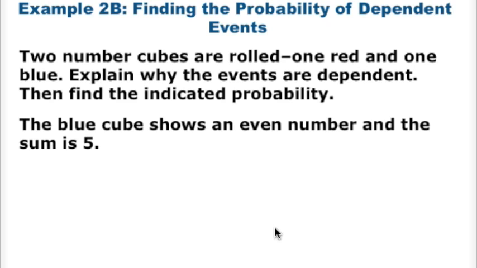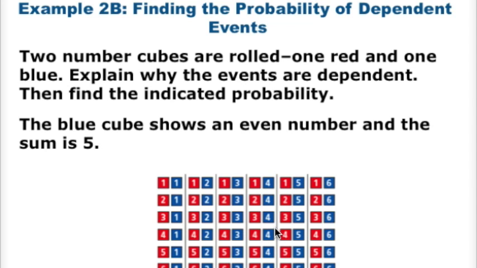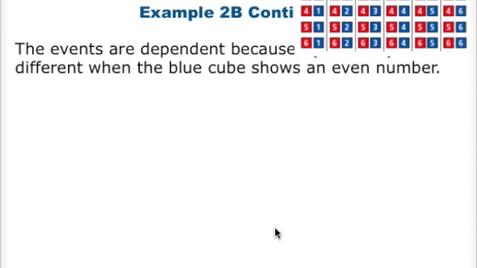Two number cubes are rolled, one red and one blue. Explain why the events are dependent, then find the indicated probability. The blue cube shows an even number and the sum is 5. So the blue cube shows an even number. The events are dependent because the probability is different when the blue cube shows an even number.